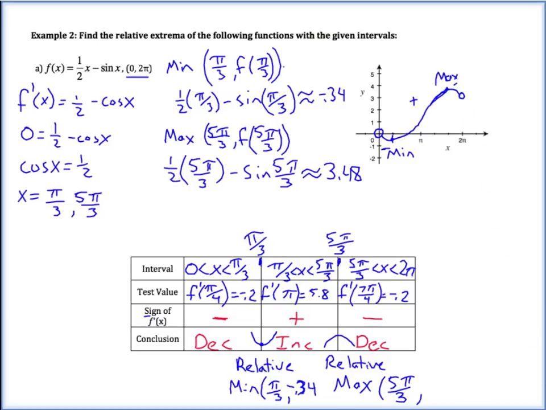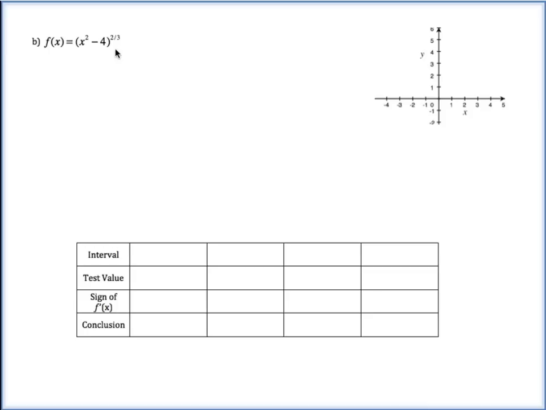All right, let's give another one of these a try. Okay, so I want you to just work this problem along with me. First thing we need to do is find our derivative. Okay, and what rule do we use right here? That's got to be the chain rule. Okay, and let's simplify this.